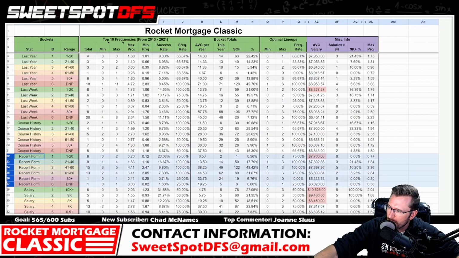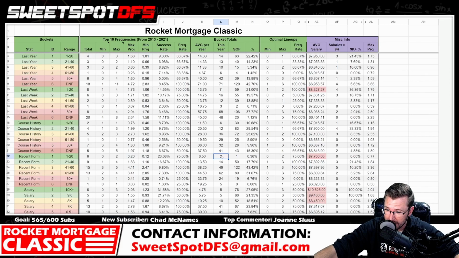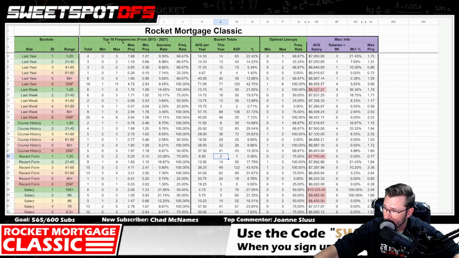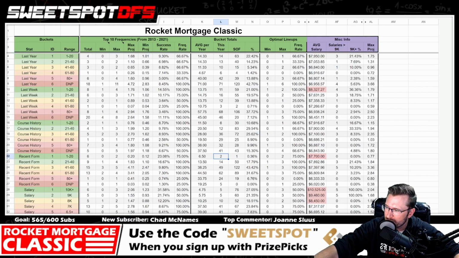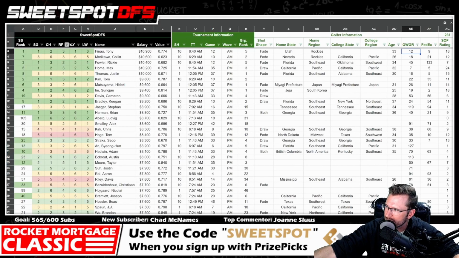Going into the recent form buckets. Recent form 1, 0 to 2. There are only 2 golfers in that bucket. So I'd play 1 at most. And this is your best recent form, by the way. These are golfers who have had top 20 finishes over the last 7 weeks, averaged out as top 20 finishes. Let's take a look, just for the hell of it. Who are those guys?